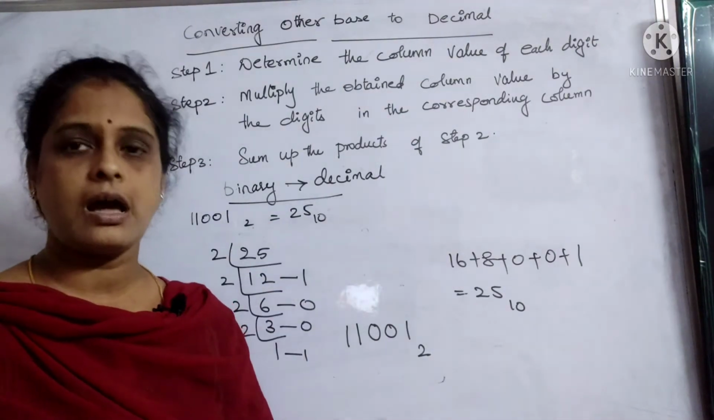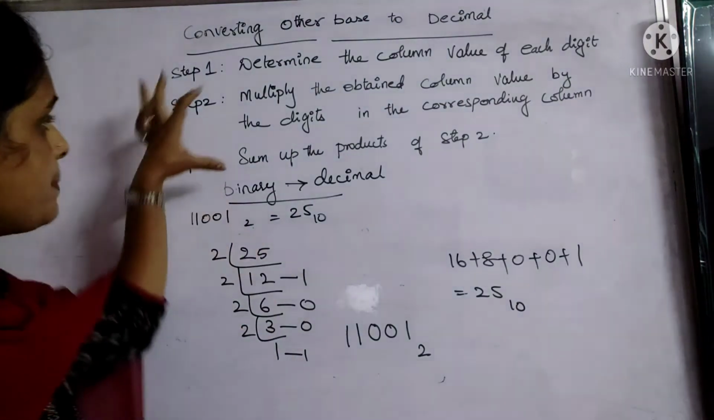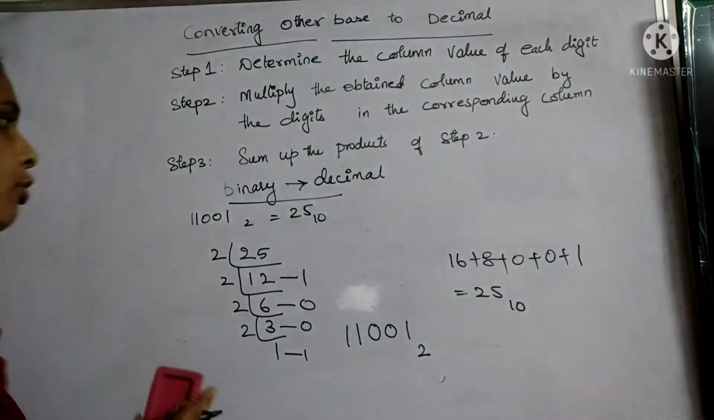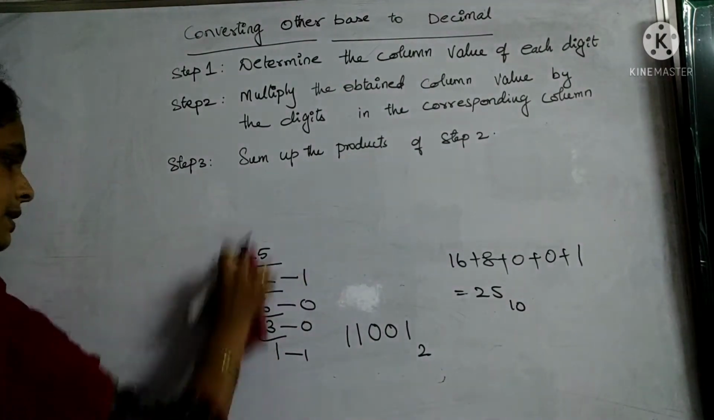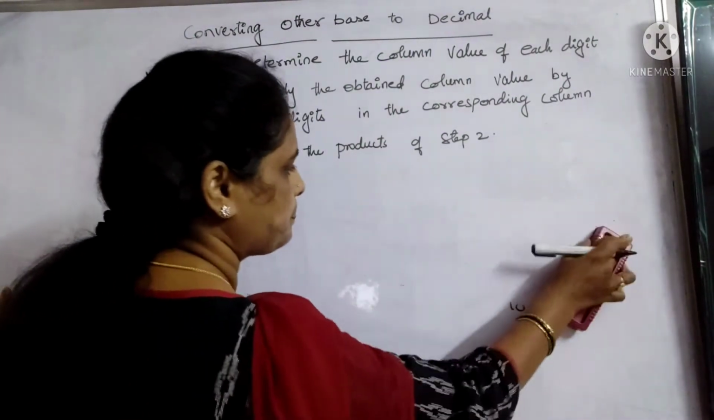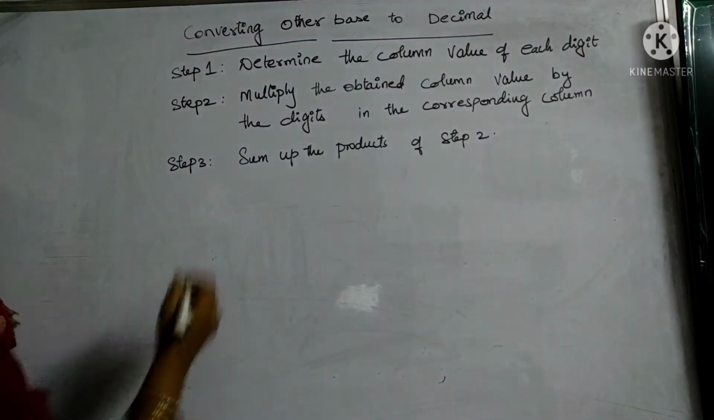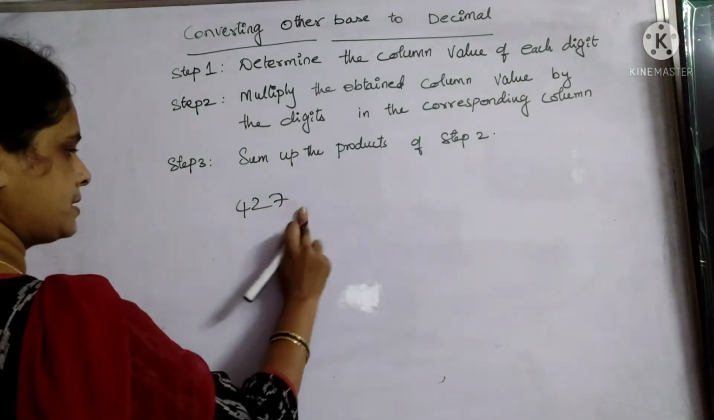We will also check how to convert a given octal number into a decimal number. The steps followed will be the same. The only thing is that, depending on the base you have, the calculation or the column value changes. That's it. Now, for example, we'll take 427 base 8.